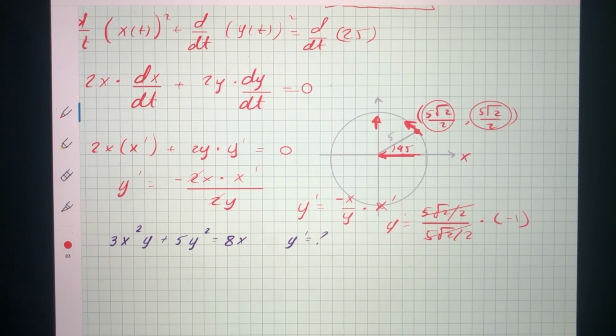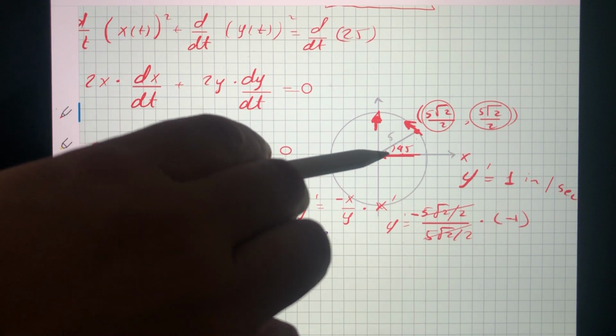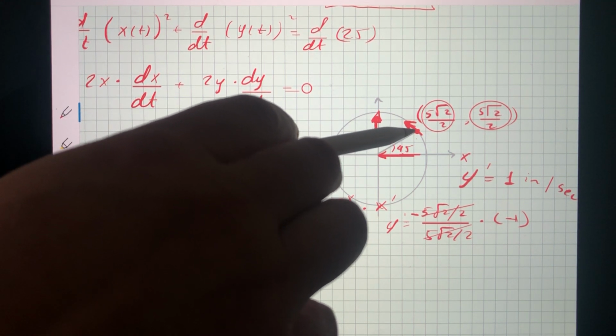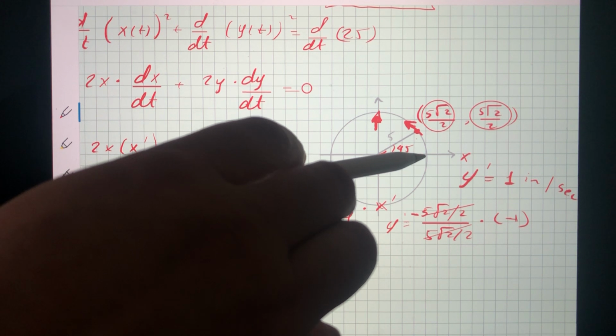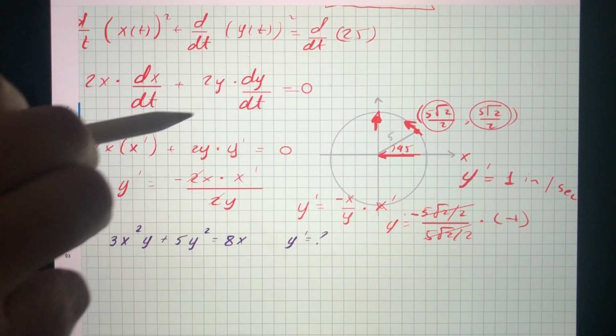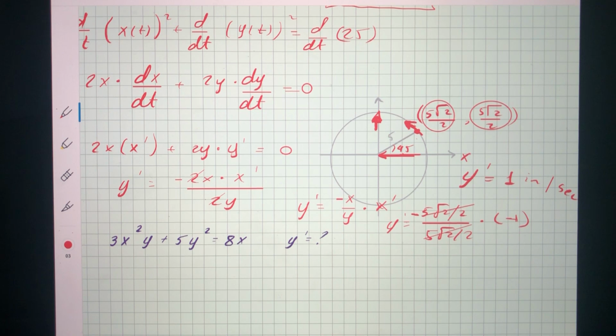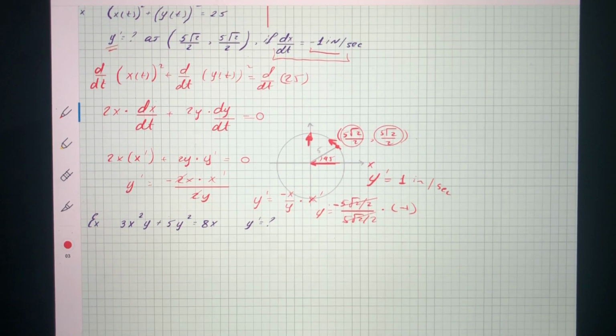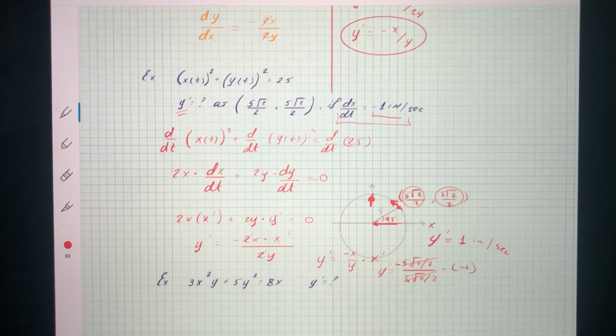I have a negative here. There is a negative here. Two negatives make a plus. So the answer is y prime is simply equal to 1, which is 1 inch per second, which means our height is increasing at the rate of 1 inch per second at the time when the point is at 45 degrees and the x is changing at the rate of negative 1 inch per second. So this is using the implicit differentiation to solve a function that has t's in it.